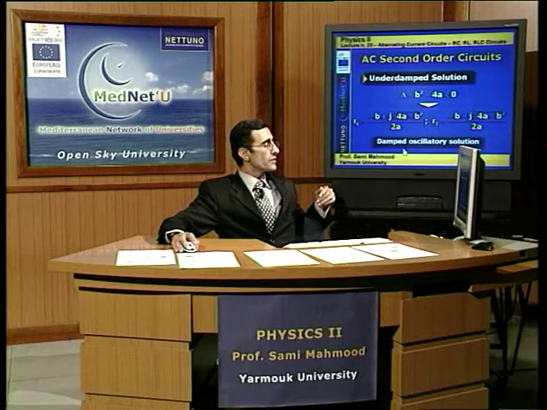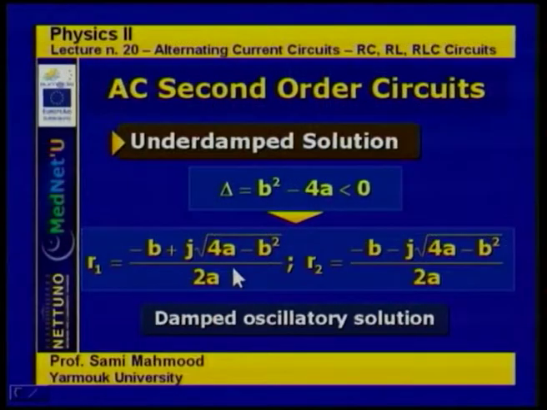And now this solution gives a damped oscillatory solution, because the term minus b over 2a gives a damping solution, which is going down with time. And this exponential of a complex number is an oscillatory solution. So we have a combined damping and oscillating solution. That's why it's called a damped oscillatory solution.